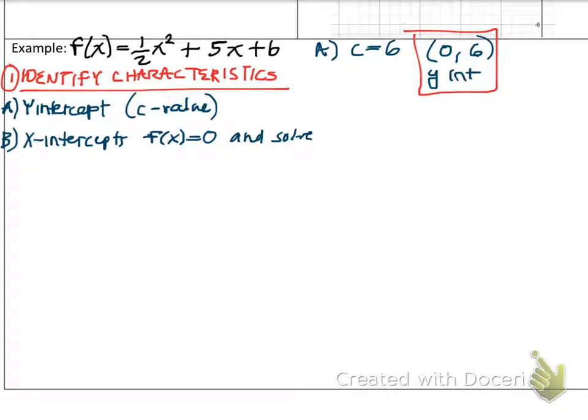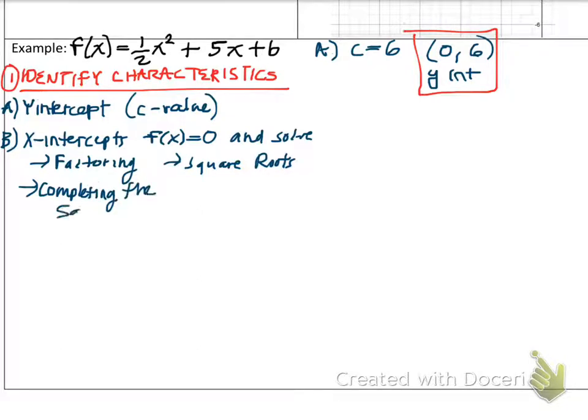Now, we have a number of different ways of doing this. Just to give you a frame of reference, we can do this by factoring. We could use square roots, completing the square, and lastly, the quadratic formula.